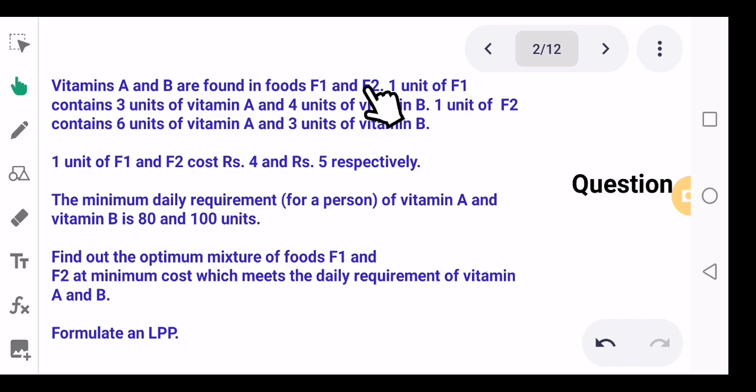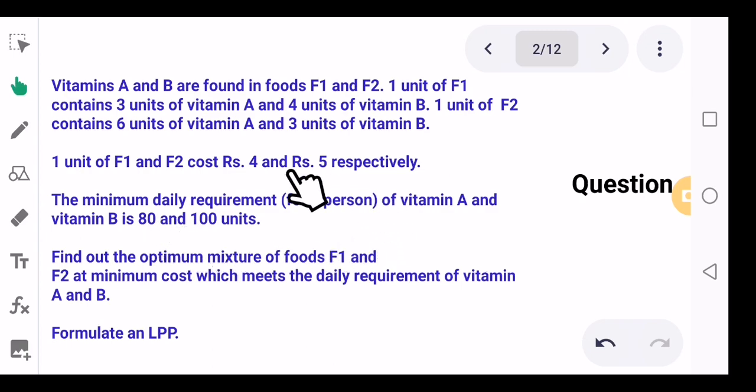See, whenever we are going to purchase something, we'll try to reduce the cost as much as possible, right? So even here, when you're going to purchase food, we'll try to ensure that we would buy it at the least cost possible. Okay, and when you are doing that, we'll not be sacrificing our requirements. Our requirement of 80 and 100 units of vitamin A and B should not be sacrificed.